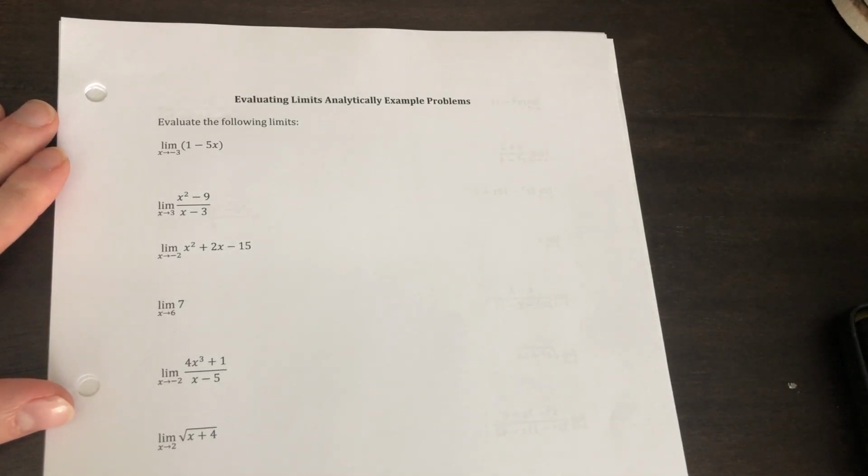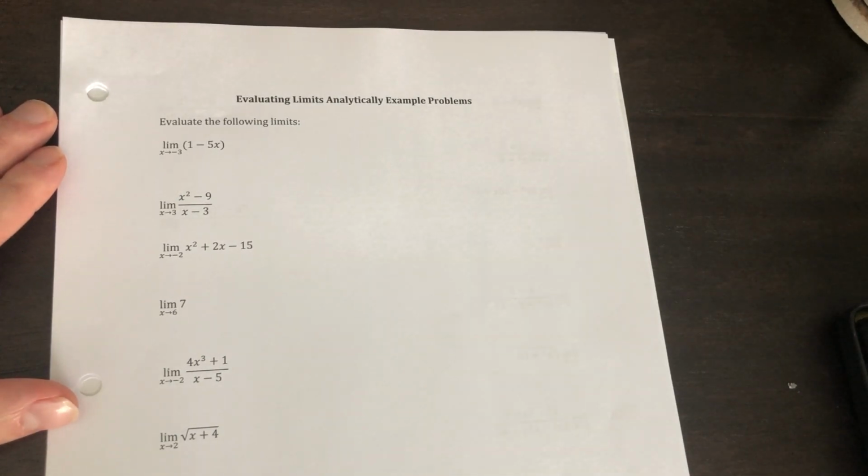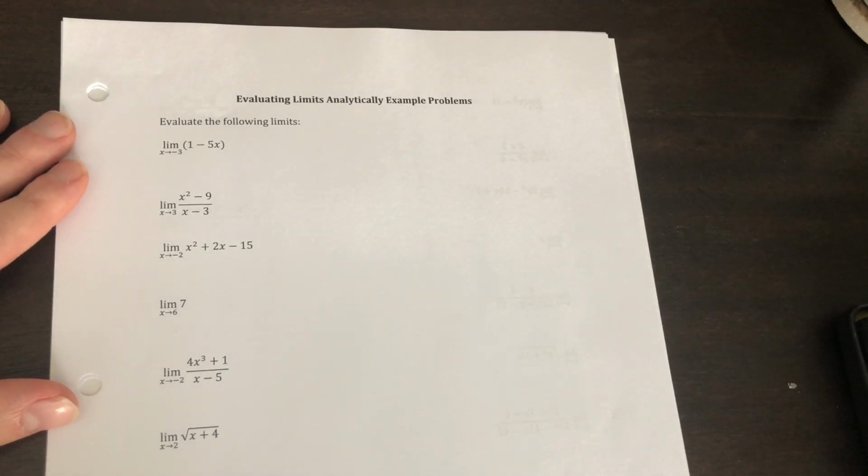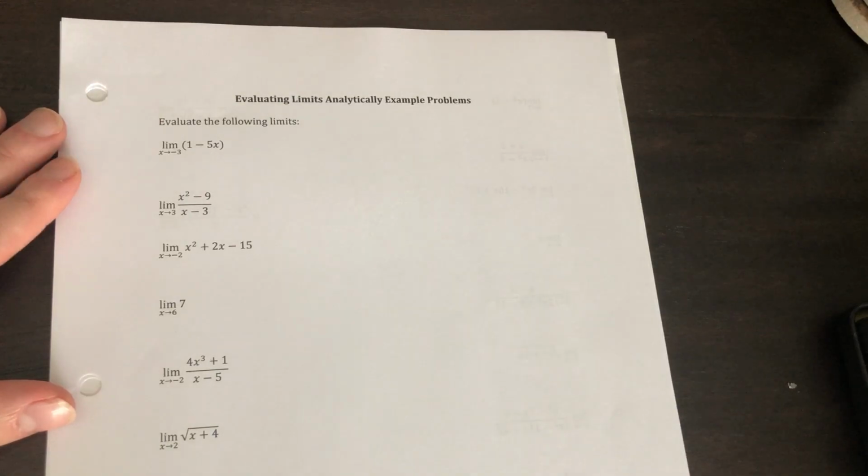Anytime you get 0 over a number, the limit's 0. If you get a number over 0, like 5 over 0, that's going to be does not exist, okay? So just make sure 0 over 0 means you have to simplify something.